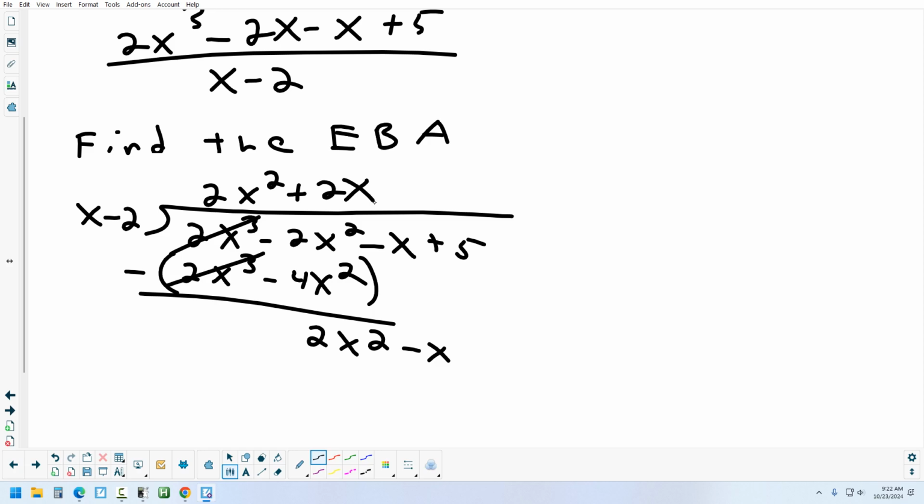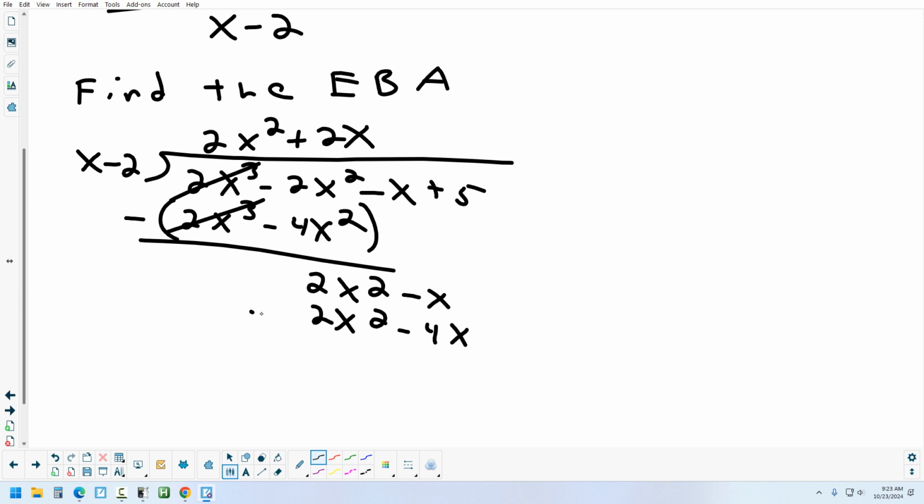Multiply it back out. What's 2x times x? And what's 2x times negative 2? Negative 4x. And what do you do with your columns? Subtract them. 2x squared take away 2x squared is gone. What's negative 1x minus negative 4x? 3x. That's negative 1 plus 4.